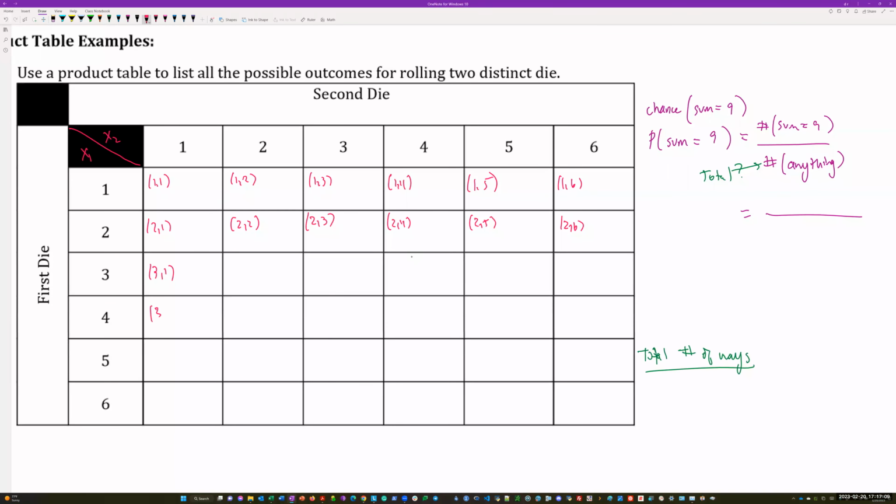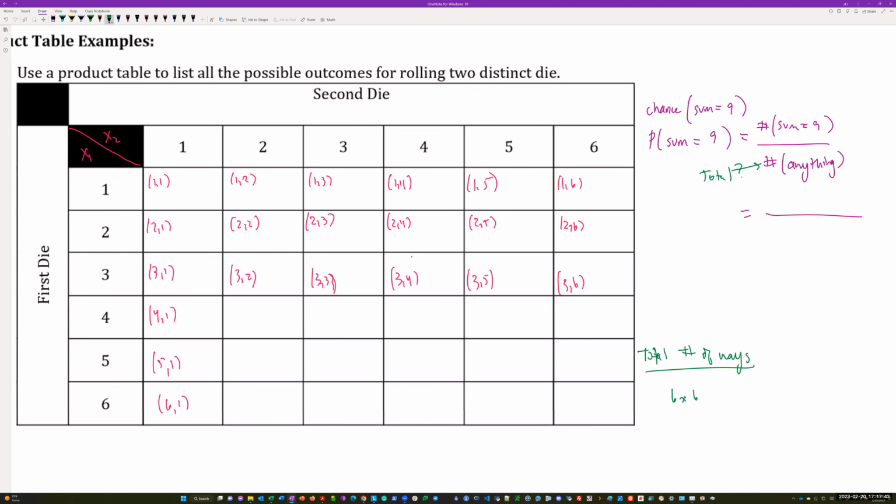I didn't finish writing this, but there definitely were more choices here, or more possibilities. Is that correct? All right, so the total number of ways is 36. Is that right? Does everybody see that?